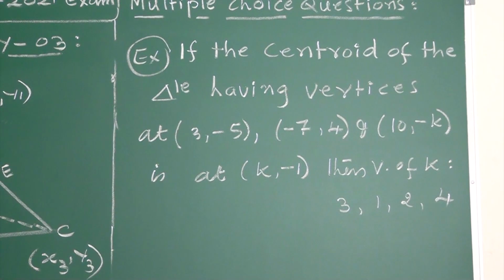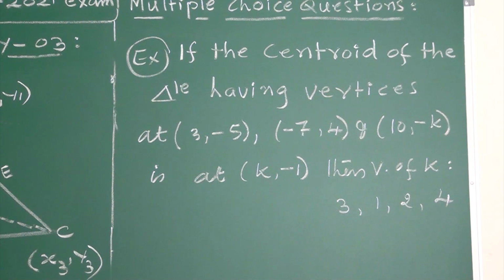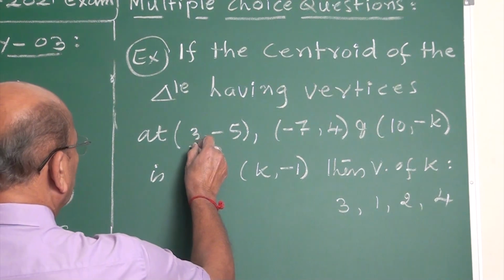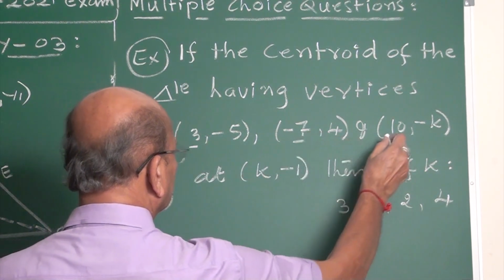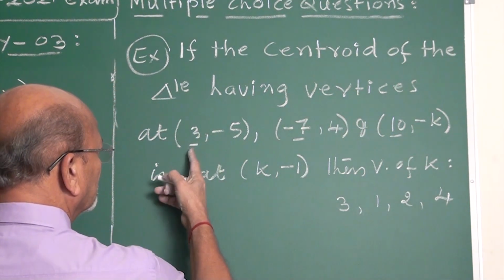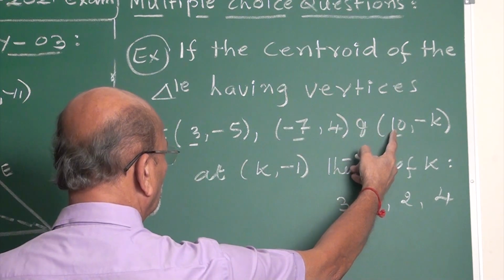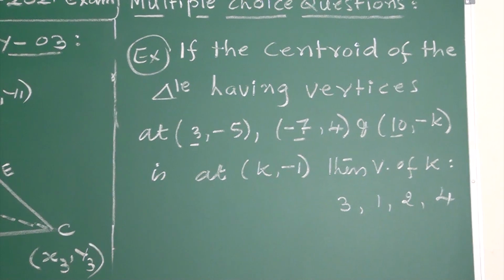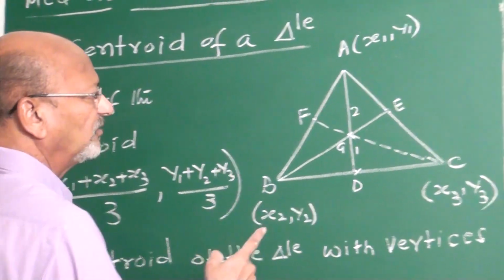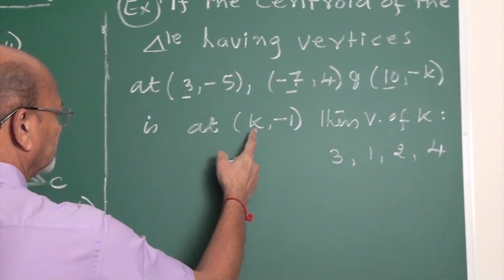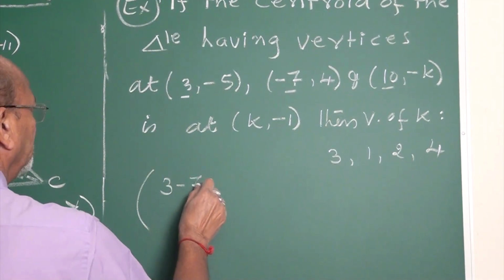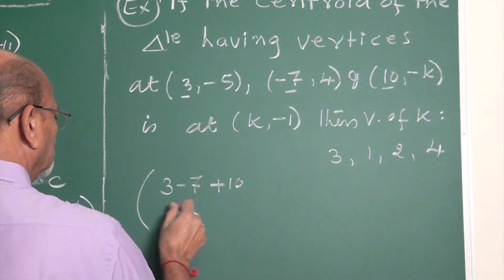C. You wanted the value of k. See, you observe the x coordinates. The x coordinate divided by 3 equals what? k. Direct answer. 3 minus 7 plus 10 upon 3. Apply this: (x1 plus x2 plus x3) upon 3. This is the x coordinate of the centroid. Therefore, you take only the x coordinate, my friend. It is 3 minus 7 plus 10 upon 3.